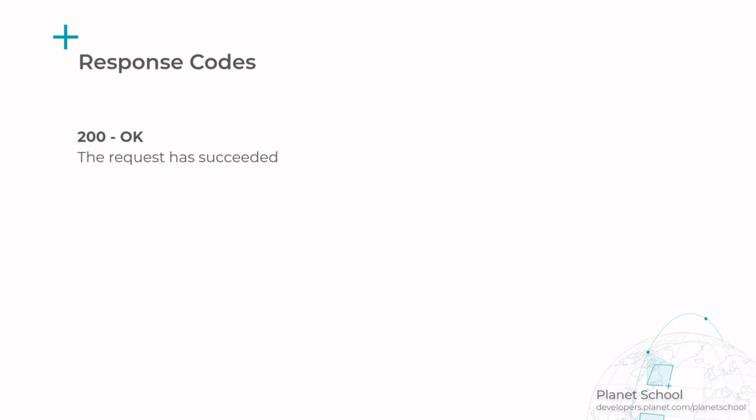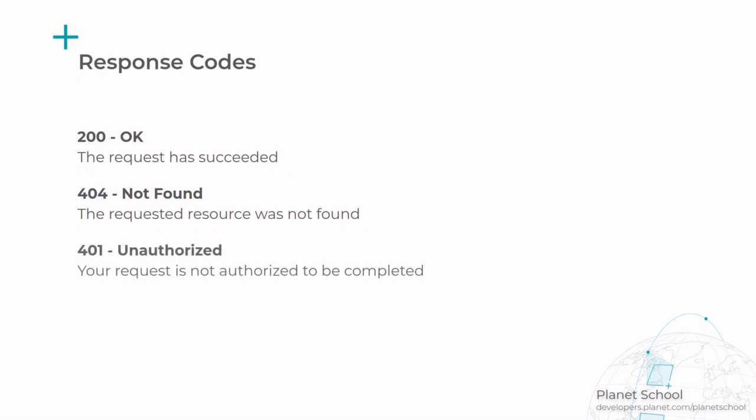You might be familiar with some of the more common HTTP status codes that are used in addition to 200, such as 404, which means the requested resource was not found, 401, which means the client that made the request was not authorized to make that request, or 500, which means something went wrong while the server was trying to process that request.